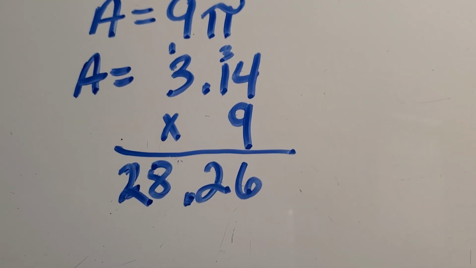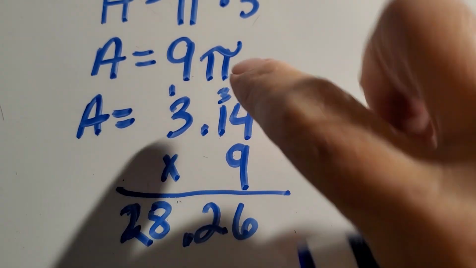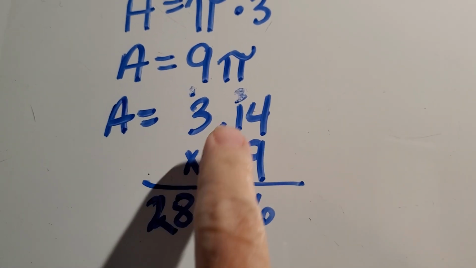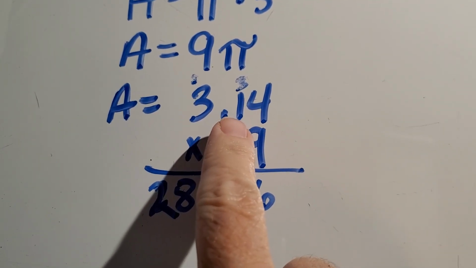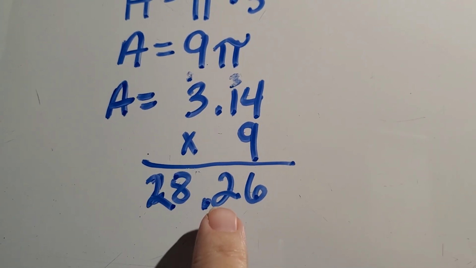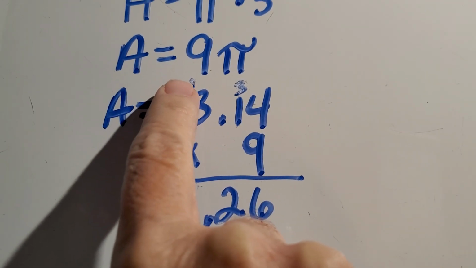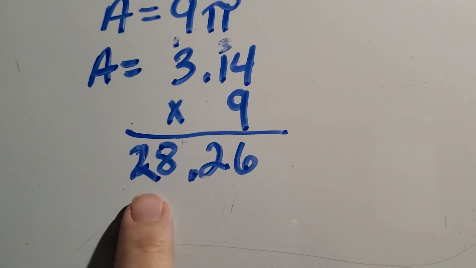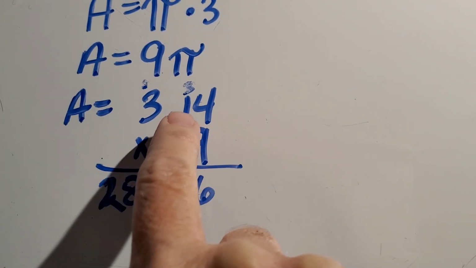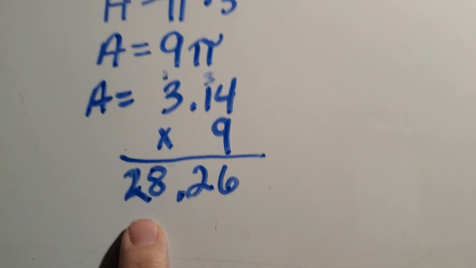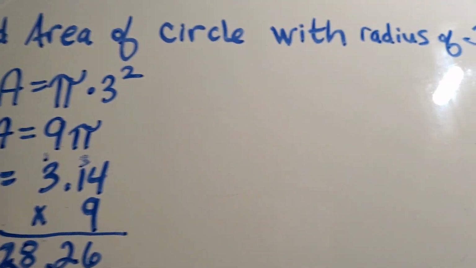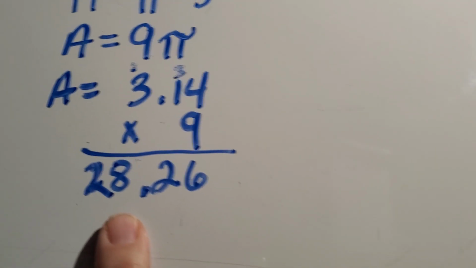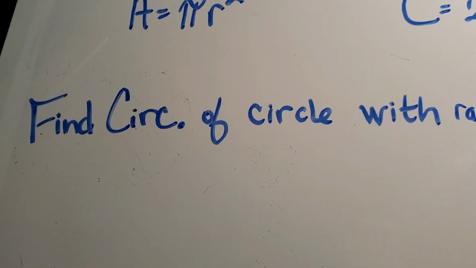And when we multiply 3.14 times 9, 9 times 4 is 36. I put my 6 here. I carry my 3. 9 times 1 is 9 plus 3 is 12. So my 2 here, and carry my 1. 9 times 3 is 27. Plus 1 more is 28. Go over 2 spaces for your decimal. So we know that the area of a circle with a radius of 3 is 28 and 26 hundredths.